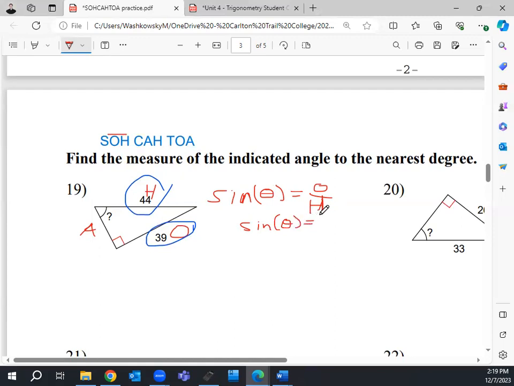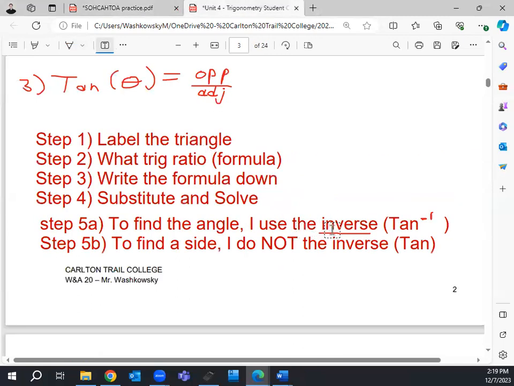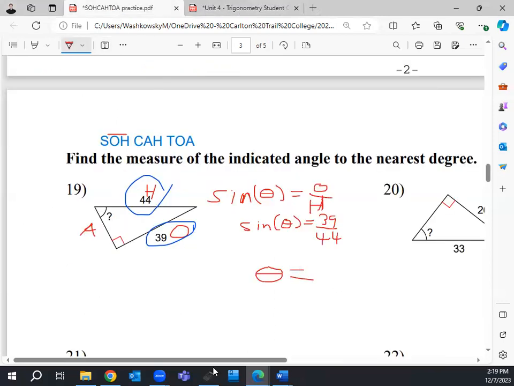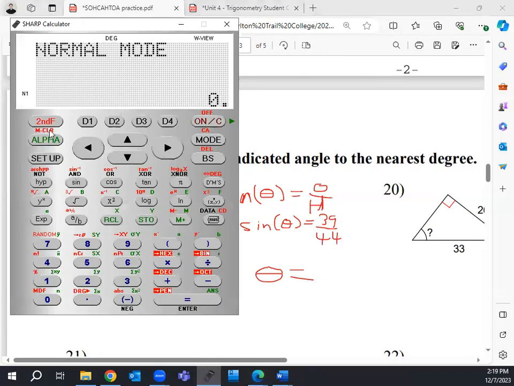I don't know what the angle is. My opposite, however, is 39. My hypotenuse is 44. All of a sudden, this is exactly what we saw at the start. I need to get rid of the sine, which means I need to use the inverse. Remember that inverse is that little -1 there. I'm finding an angle, so I need to use that second function. So it's second function sine of 39 over 44, and I see it's 62.42 degrees.